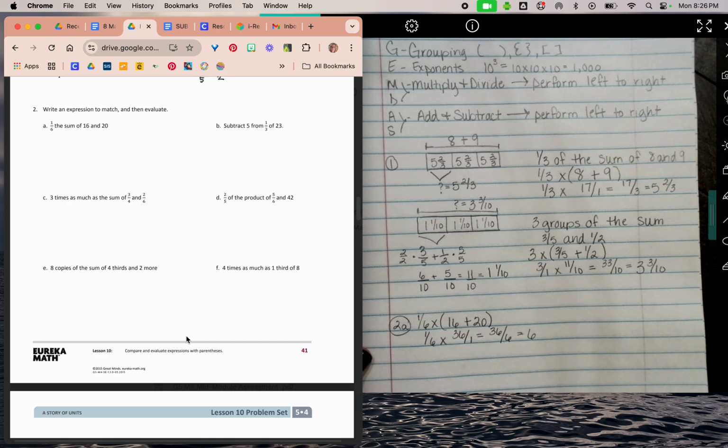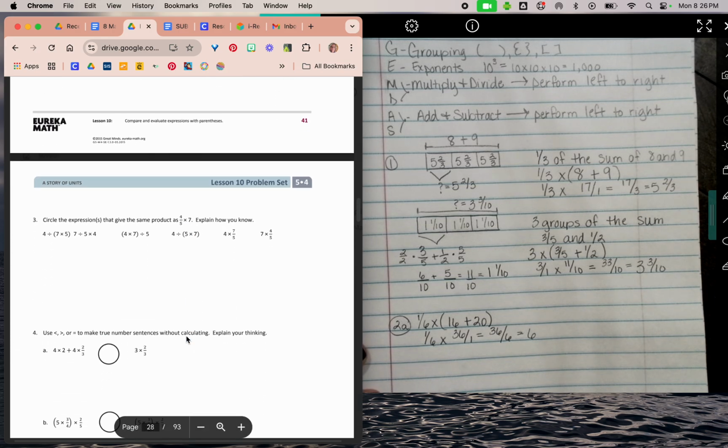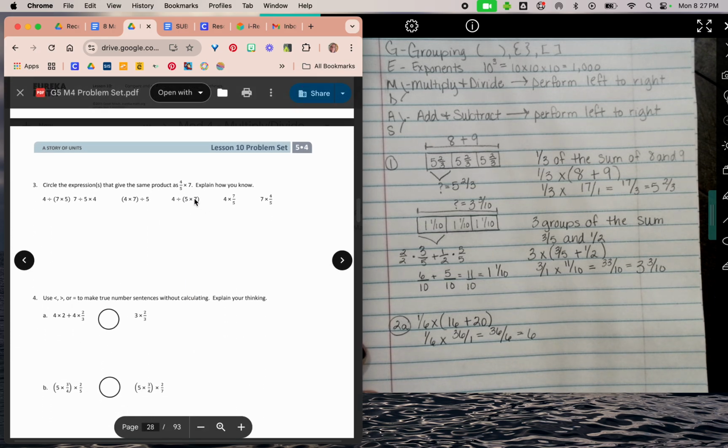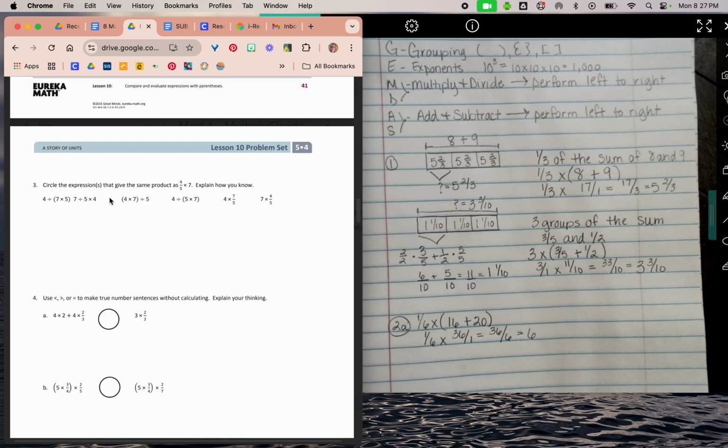All right, let's jump down here. Number 3 says circle the expressions that give the same product as 4/5 times 7 and explain how you know. So you are going to want to evaluate 4/5 times 7 to see what that product is.